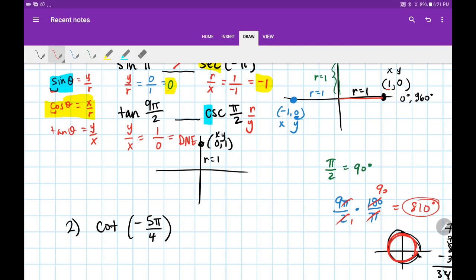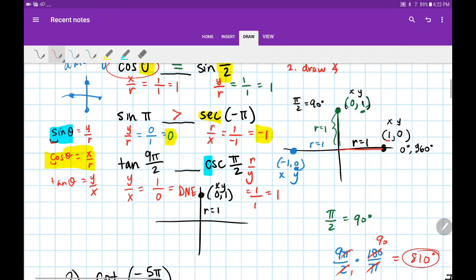So my r here is 1, and my y is 1. So cosecant of pi over 2 is 1. So which one is greater? Well, I think that's kind of a strange question. I'm going to put a question mark because I can't really compare 1 with does not exist. So I'll be okay with an ambiguous answer there, as long as you know that tangent of pi over 2 is going to be does not exist because we're dividing by 0.